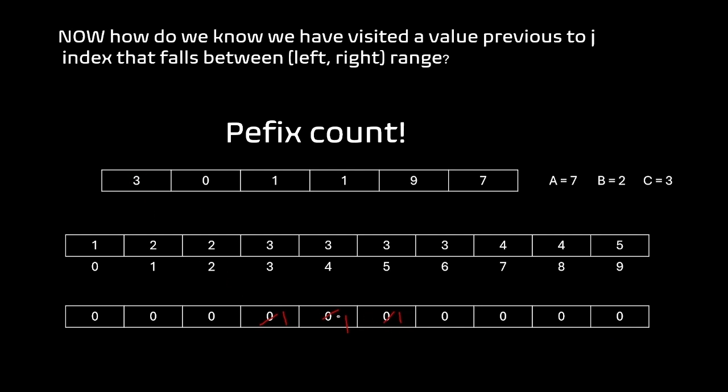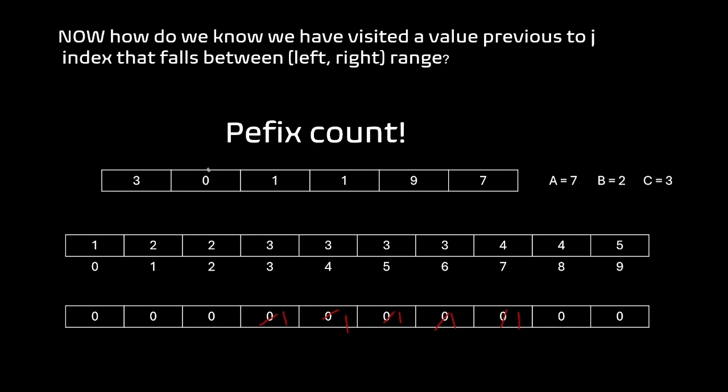So for 3, I have to run it from the 3rd location till the 9th location and increment it by 1. Now why am I doing this? Because at this 3, I have found a value that is lesser than and equal to this particular index in my prefix count. So 3 is lesser than or equal to 3, is lesser than or equal to 4, is lesser than or equal to 5, and we have already encountered this.